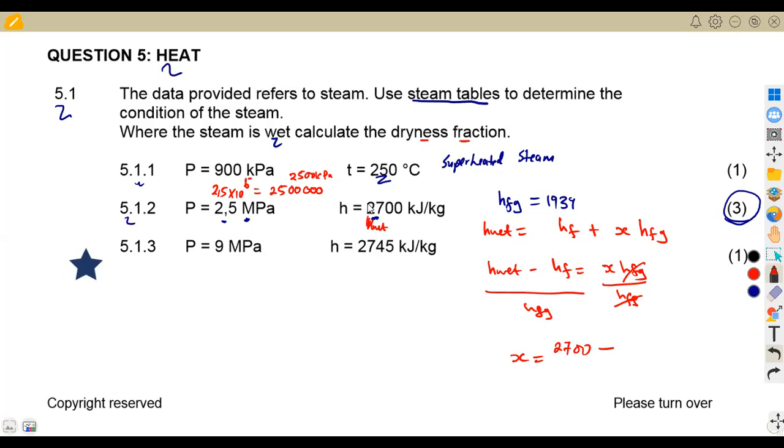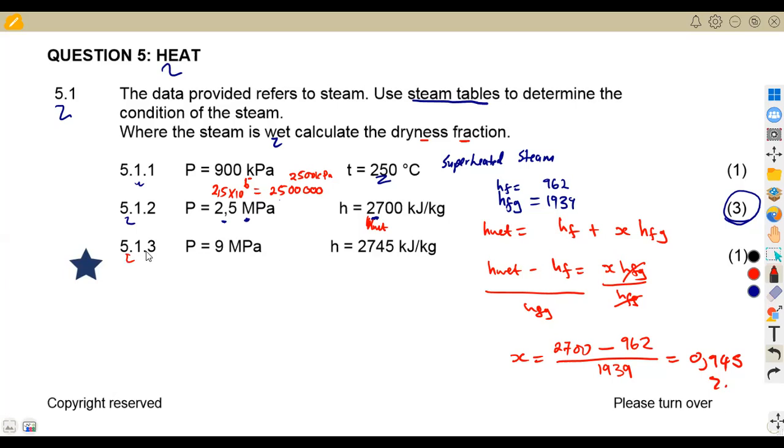From our steam booklet, we are going to find hf at this pressure. So you look at this pressure directly, and your hf is going to be 962. Like I was saying, guys, I'll try by all means to show you directly using the soft copy, if I can manage to get that anytime soon. If you simplify this, you're going to obtain 0.945. That was our x.